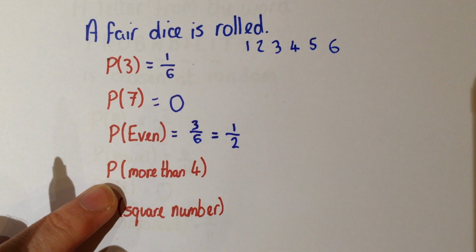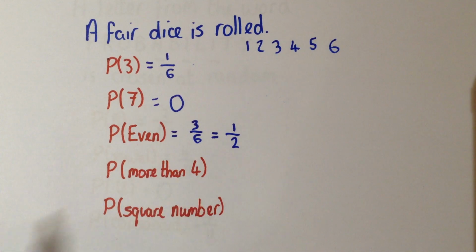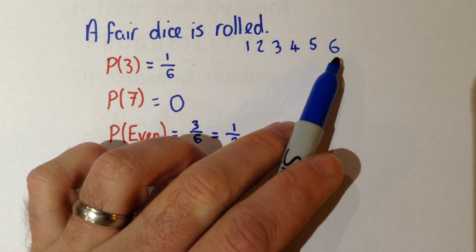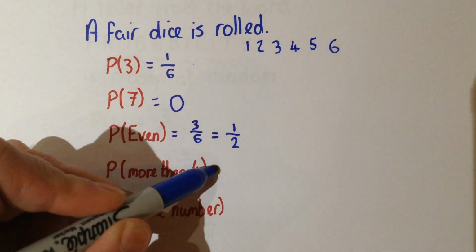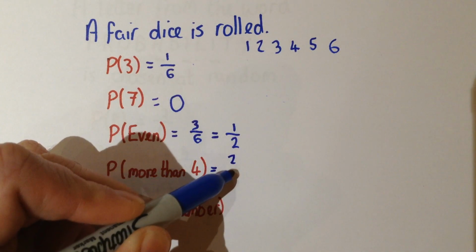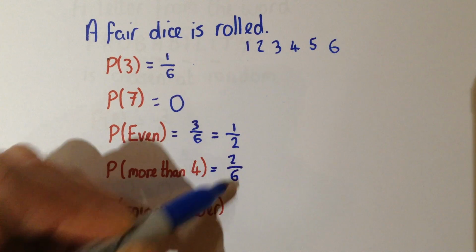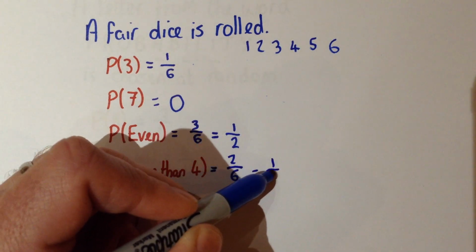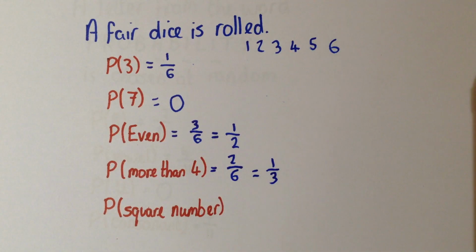Probability of rolling more than 4. Now this doesn't include 4, so this is just the numbers 5 and 6, so we get a probability of 2 out of 6. Again, this would simplify, but don't feel the need to do this in an exam.